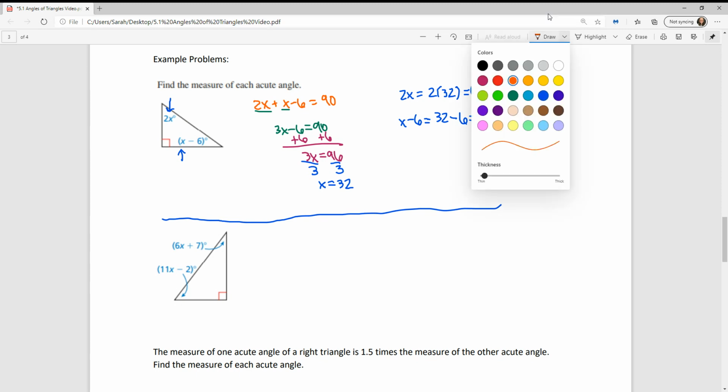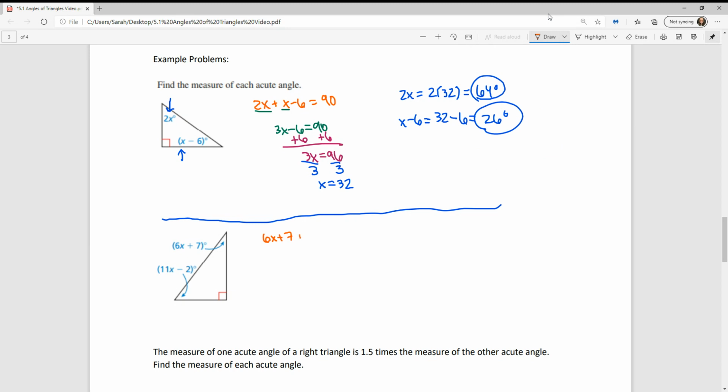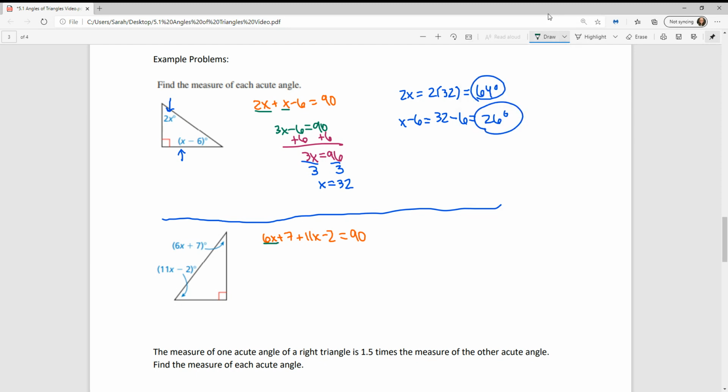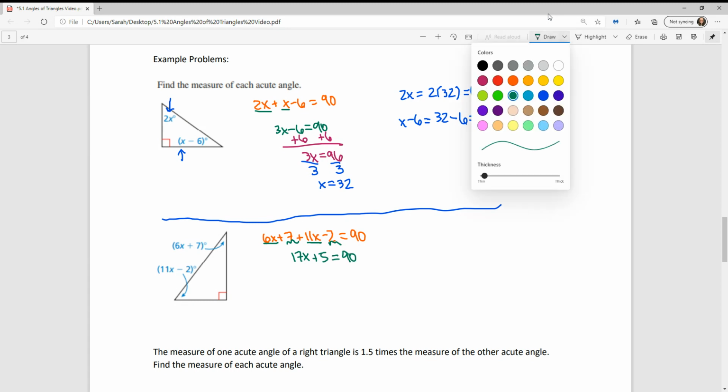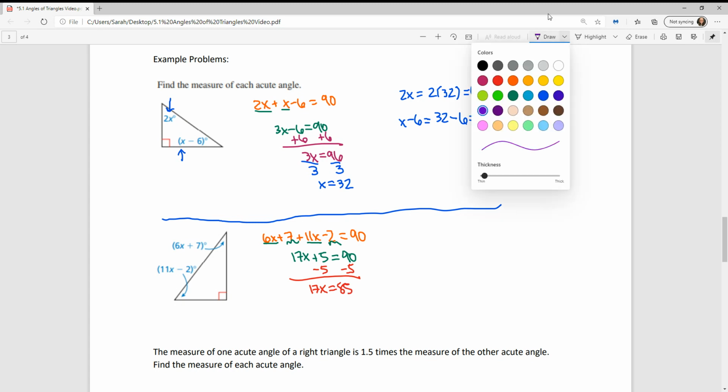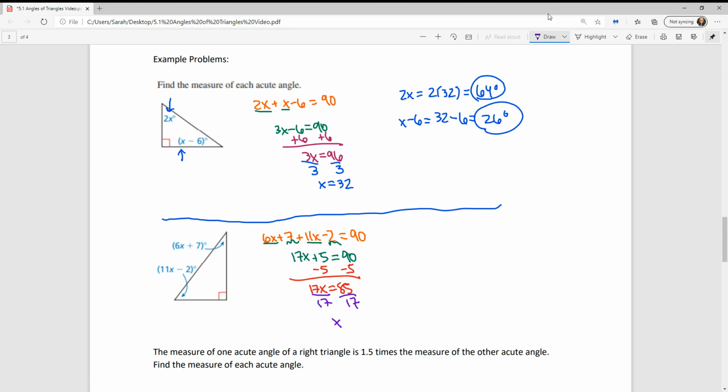So once again, it's a right triangle. We know that the other two angles, the two acute angles, have to add up to 90. So one of them is 6x plus 7. The other one is 11x plus 2. If we add all that together, we end up with 90. Combine your same side like terms. 6x plus 11x is 17x. 7 plus 2 is 9. And then keep solving from there. Undo plus 9 by subtracting 9 from both sides. And then divide both sides by 17. We get x equals 5.